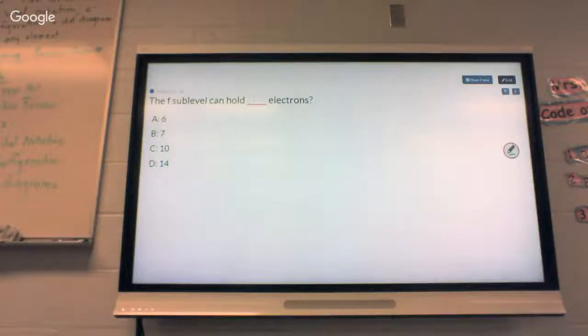You got to rotate it slightly. There you go. All right, so we only have one wrong answer. F can hold how many electrons? 14. 7 is the number of orbitals.